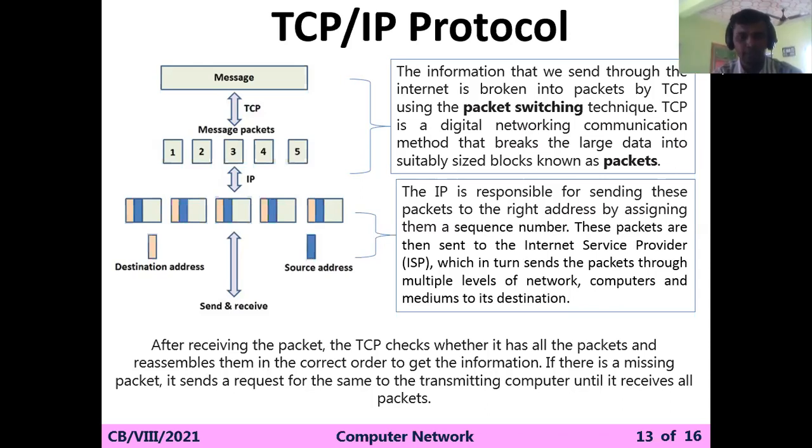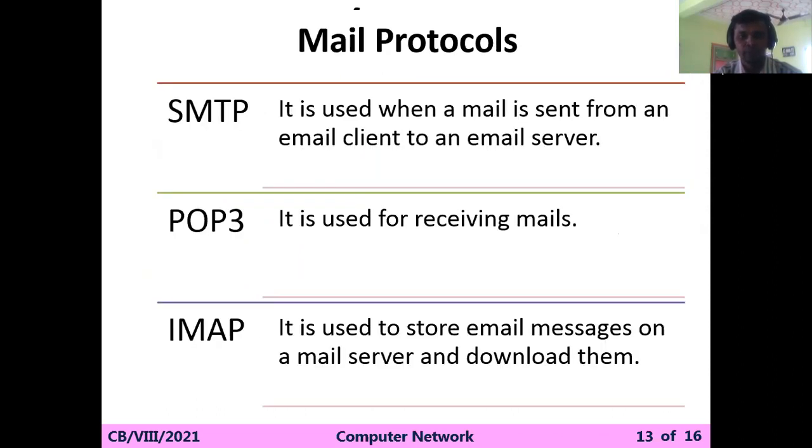After receiving the packets, the TCP checks whether it has all the packets and reassembles them in the correct order to get the information. If there is a missing packet, it sends a request for the same to the transmitting computer until it receives all packets. Mail protocols. SMTP is used when a mail is sent from an email client to an email server. POP3 is used for receiving mails. IMAP is used to store email messages on a mail server and download them.